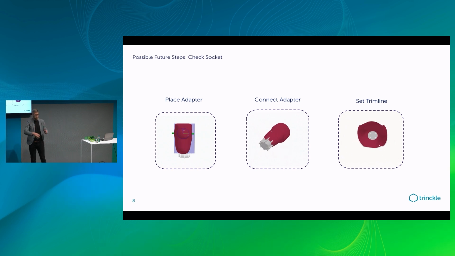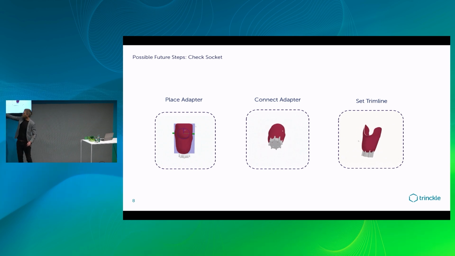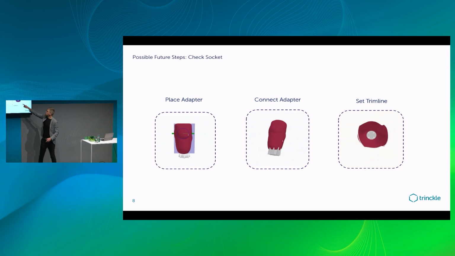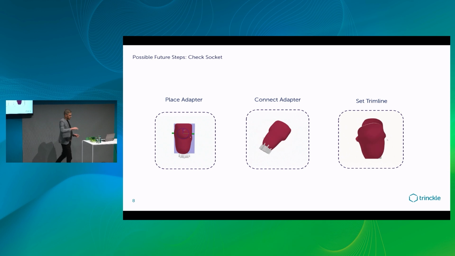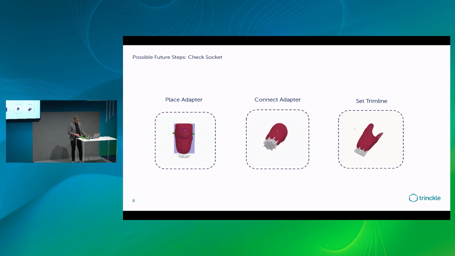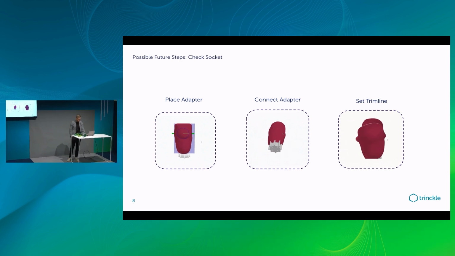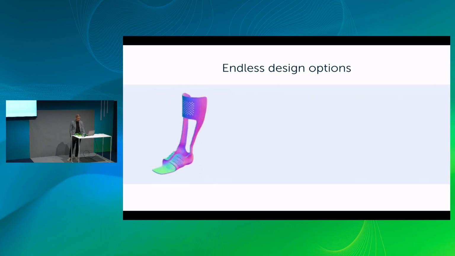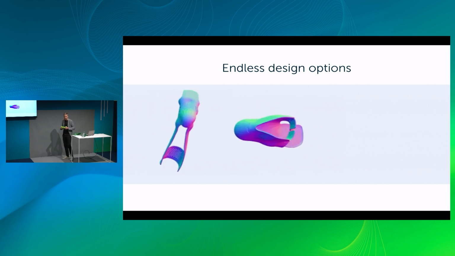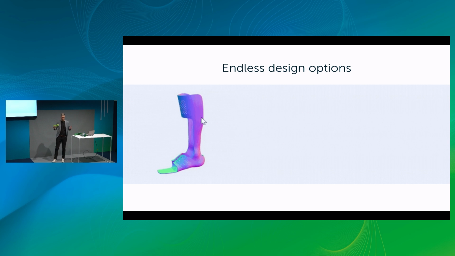And this is something you need to position, and we do this again, orienting it with the right axis, connecting the adapter to the shaft, and then setting the trim line for the check socket on the upper end. So we are moving into new categories here. This is what we are working on right now at trinckle to help to make these products broader and enrich the portfolio. So at the end, with this process, we try to give the orthopedician the design options to create their own parts, the better product, orthopedic product.